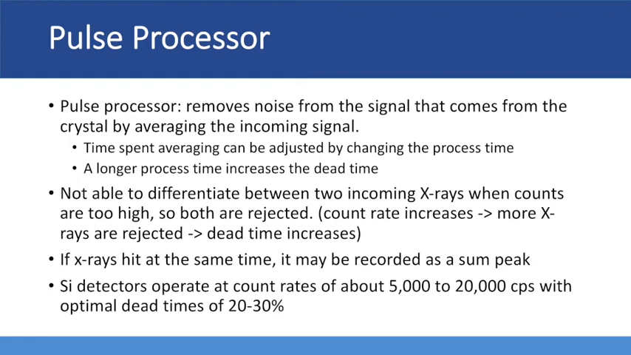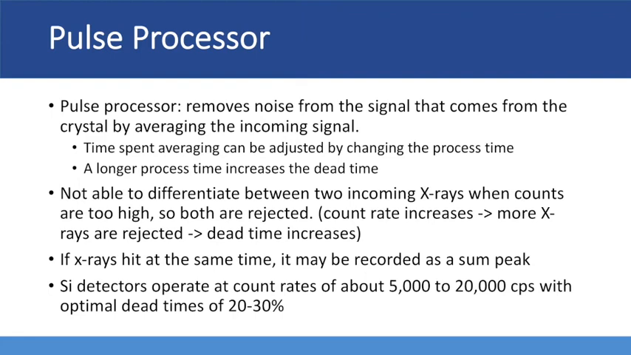Where does the signal that is generated by the crystal go? Well, it goes to the pulse processor, which averages the incoming signal to reduce the noise. The user has the option to change the amount of time that is spent on the averaging process by adjusting the processing time. The longer the processing time, the better the resolution. Be sure to consider your application when adjusting the processing time, though. For applications where maximizing the number of X-rays is important, like in mapping, you may want a lower processing time. But for applications like quantitative analysis, where resolution is very important, you may want a longer processing time.